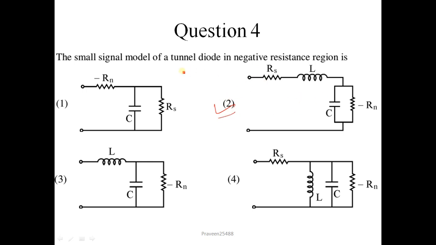So I'd like to explain the characteristic of this tunnel diode, which looks like this. As we increase the voltage, our current decreases. So that is the negative resistance region. Correct option is second one.